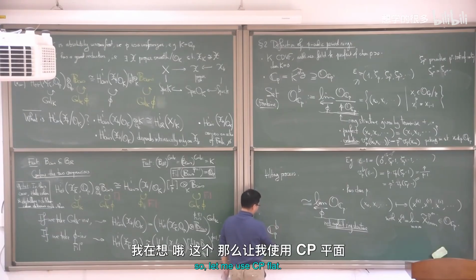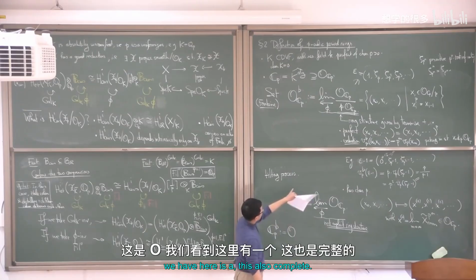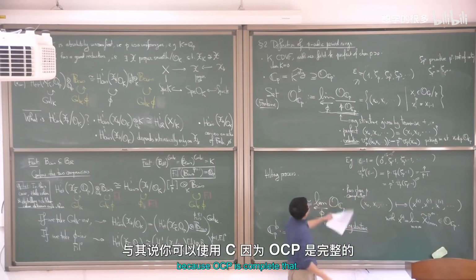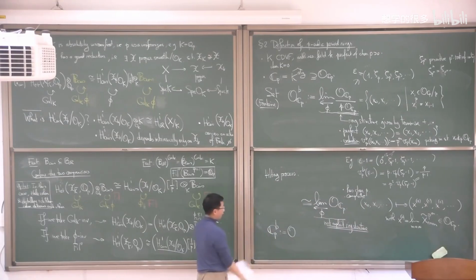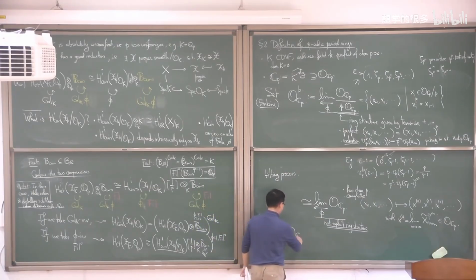Let me introduce C_p flat. We see that this is also complete. One more thing, complete. It's relatively easy to see because O_{C_p} is complete and somehow we take limits, and things work nicely.